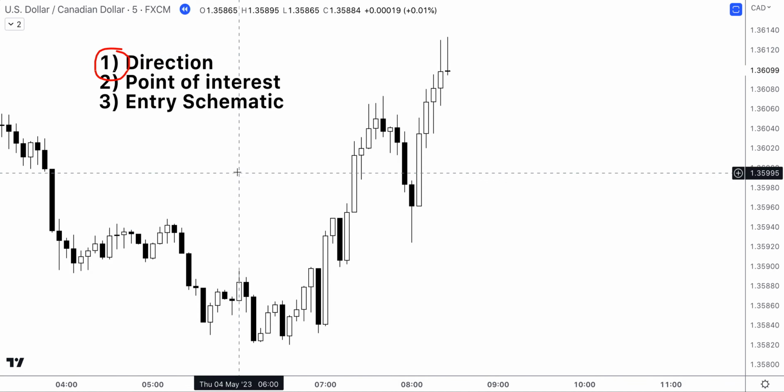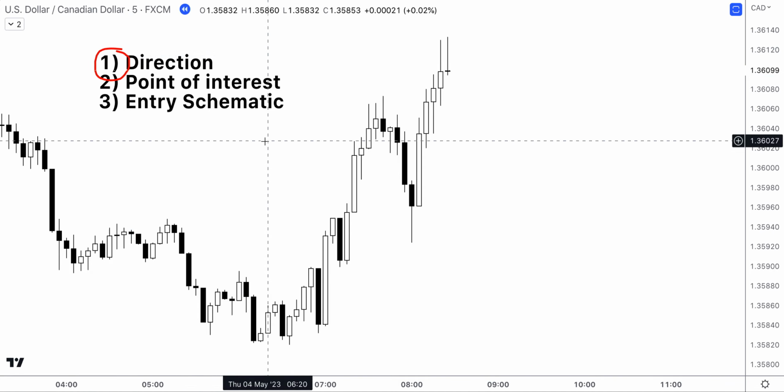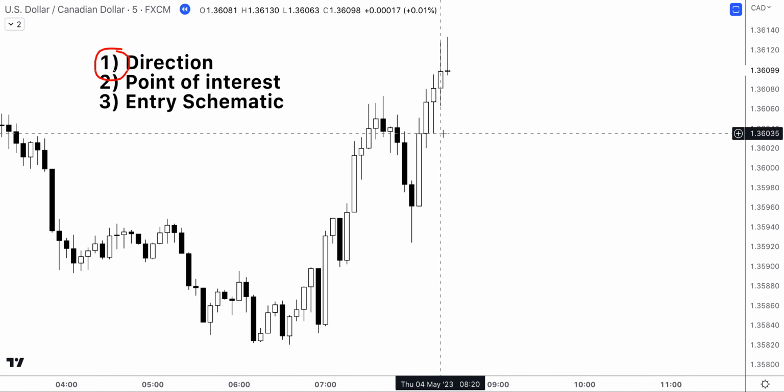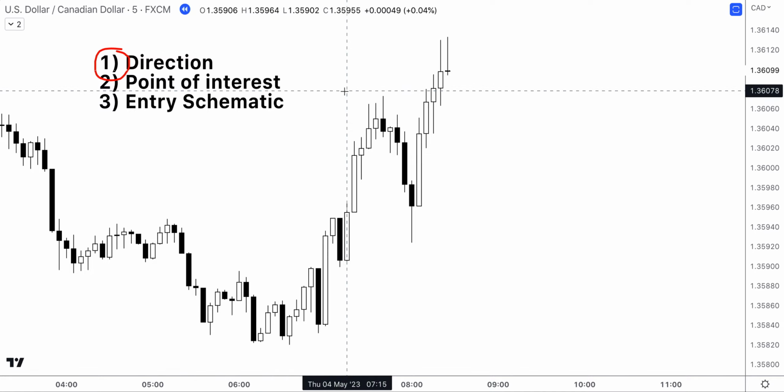We need a directional bias in the market in order to know whether we're looking for long trades or short trades. Looking at this market here, bearing in mind this is USD CAD on the 5-minute time frame. However, this schematic and this process can be used across all asset classes, whether it's Forex, crypto, stocks. Market structure is market structure at the end of the day. So directional bias, number one.